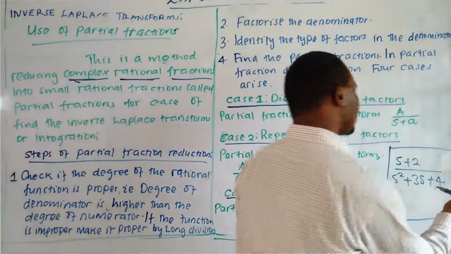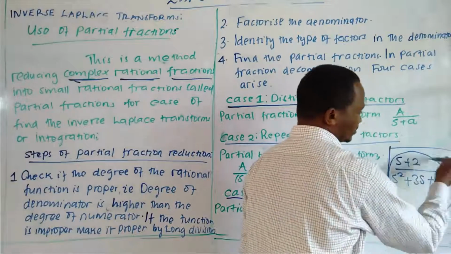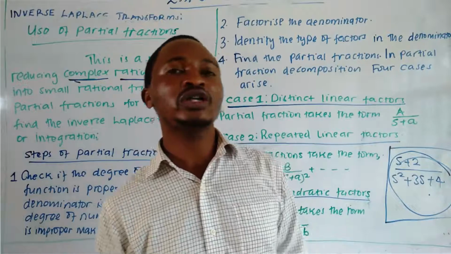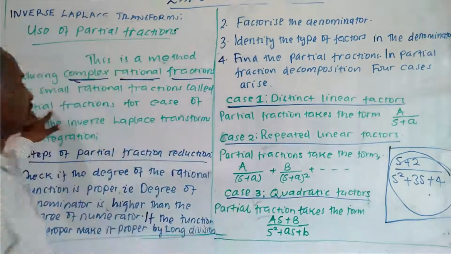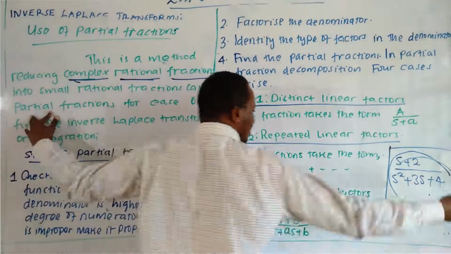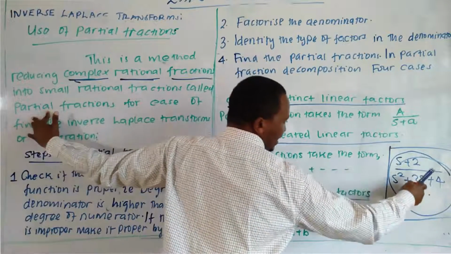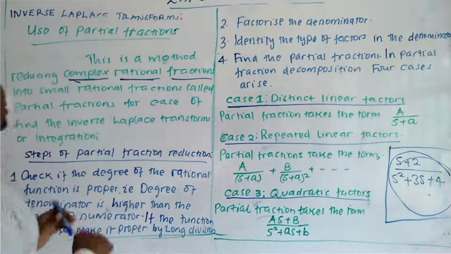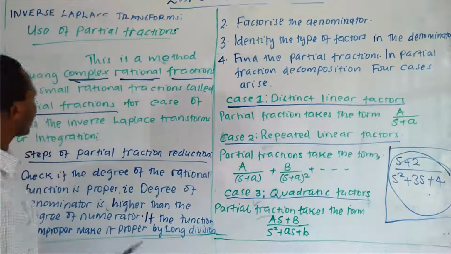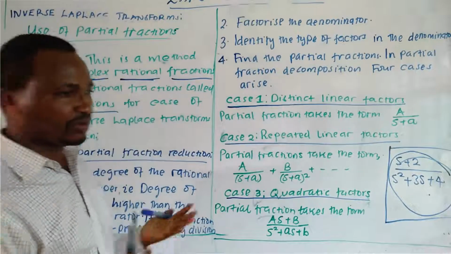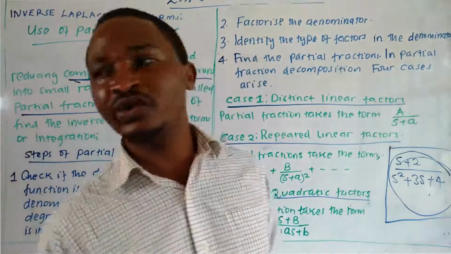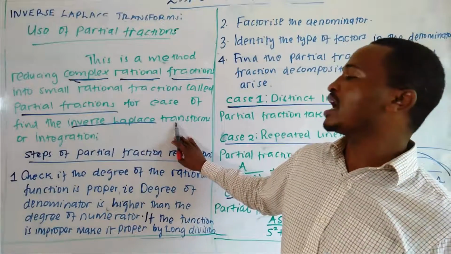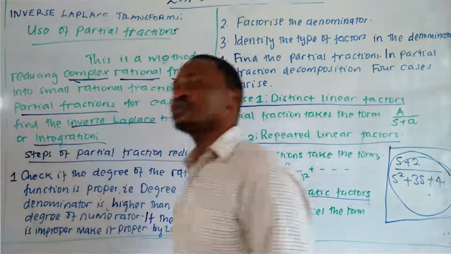So we are going to reduce this complex function into a smaller function called partial fraction. We are going to make it smaller. This one is going to give us several smaller functions called partial fractions. And partial fractions are mostly used in finding the inverse Laplace transform, and they are also used in integration.